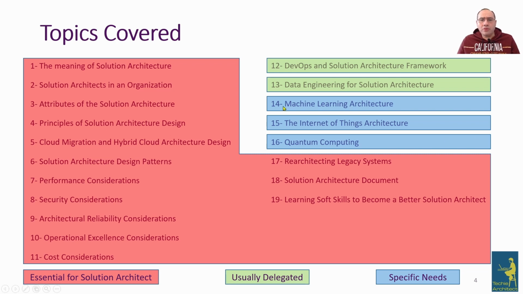Chapters 14, 15 and 16 are talking about machine learning, Internet of Things and quantum computing. And here, the reason I mention that they are a specific need is that it is based on the project. If you are already having machine learning, chapter 14 will give you a very good introductory level to machine learning and how you should distribute your data for training, for validation, and for testing.